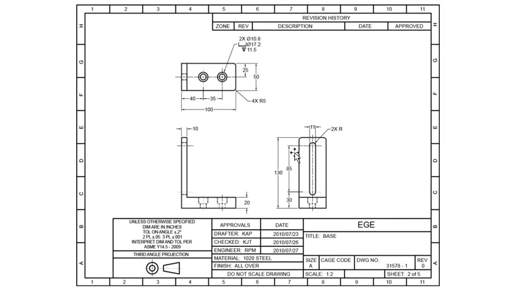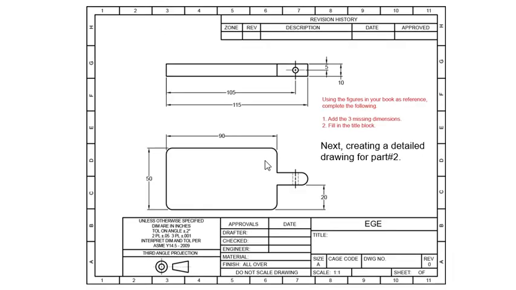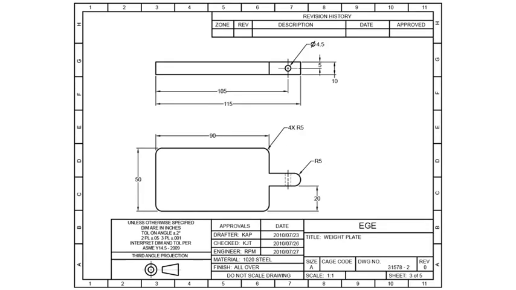Then we're going to have a detailed drawing for the second part. Detailed drawing is nothing but putting all the dimensions. You will get the dimensions from your design sheet. You only have to draw. You don't have to worry about the dimensions because you're drawing the dimensions anyway.